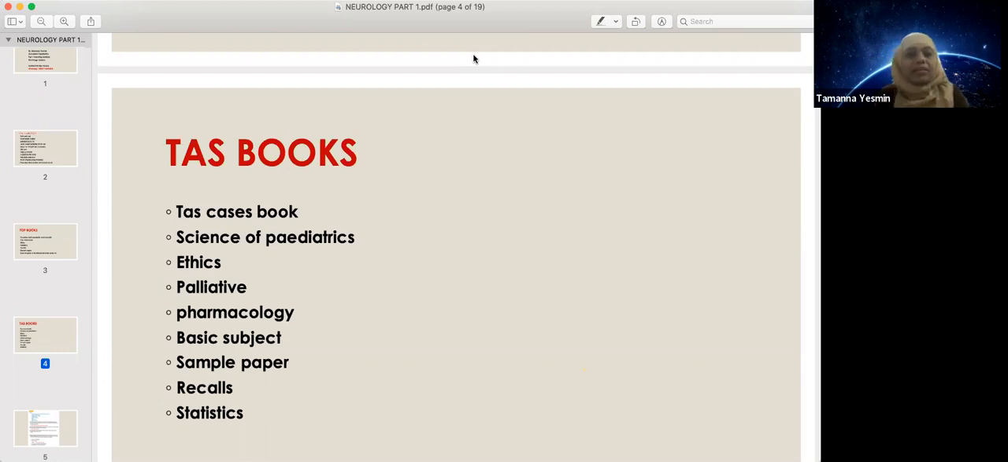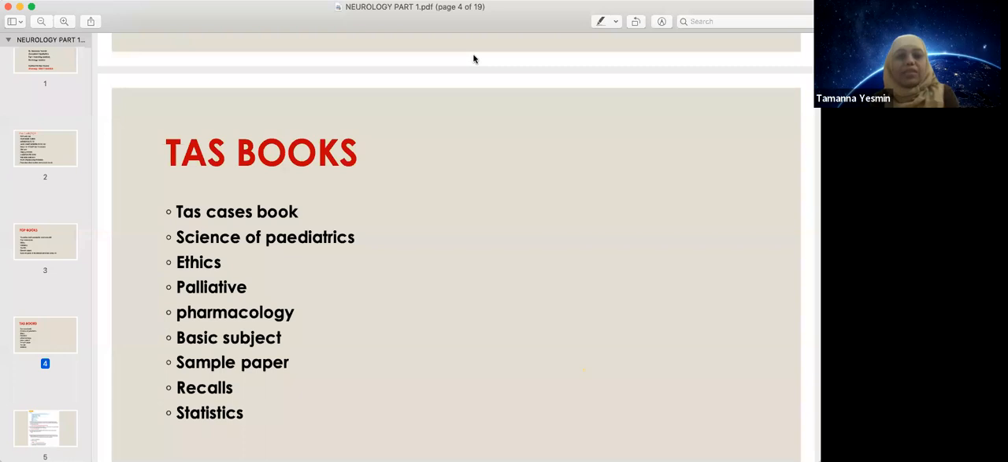And then again, ethics questions will come in TAS, palliative questions will come in TAS. Pharmacology is an important chapter in the TAS exam. This we have to remember. In pharmacology, there are basic pharmacology and clinical pharmacology. Some questions will be basic pharmacology, like drug metabolism, drug absorption, drug volume of distribution. And some are clinical pharmacology, like what is the drug treatment of epilepsy, what is the drug treatment of ADHD, like this.